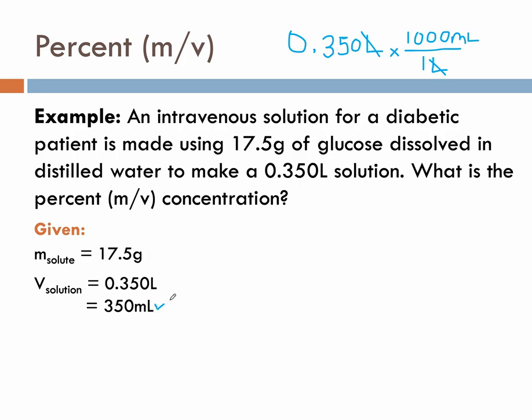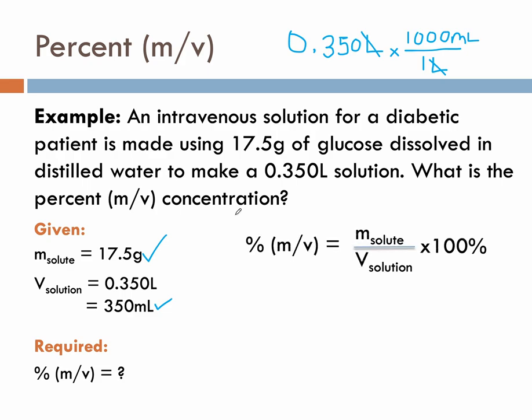So now I've got the right units for the volume, the right units for the mass. We can write down our required. The thing we're trying to find is the percent m over v. So the short form for that would just be the symbol percent and then m over v. The equation that I need here, now this is an equation, notice that's not on your equation sheet, so just something to watch out for in our course. This is an equation we need to know.